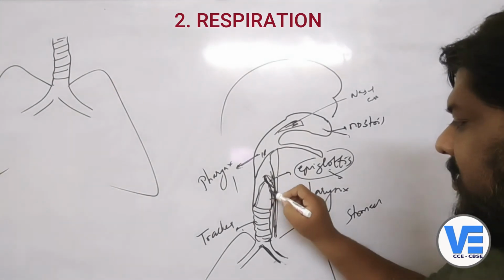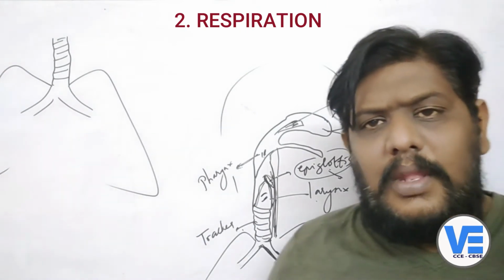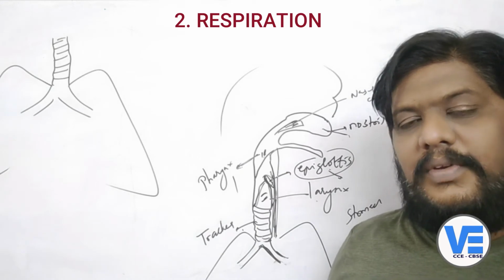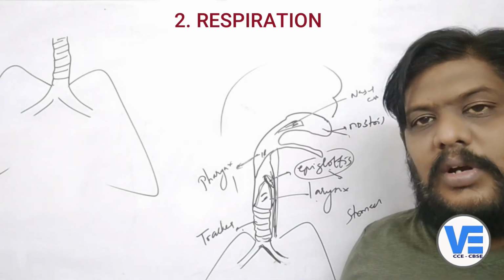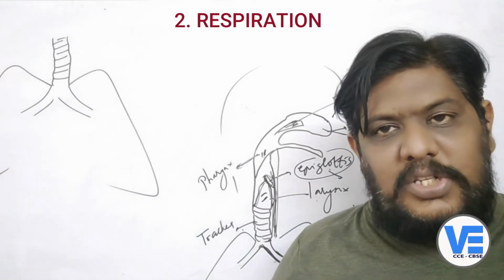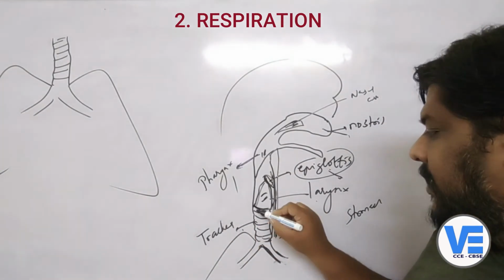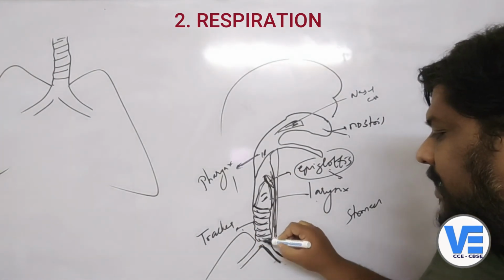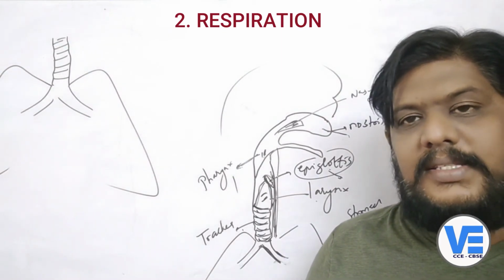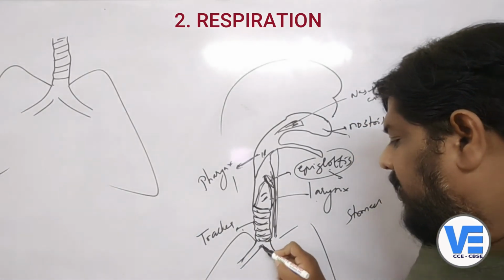Here you can see this is the larynx, where there are 2 vocal cords which will vibrate when you exhale the air outside. These 2 vocal cords vibrate and produce the sounds through which we are able to give a speech or sing songs and what not. Then you can see the structure called the trachea. Trachea is also called the windpipe, which will carry the air into the lungs.